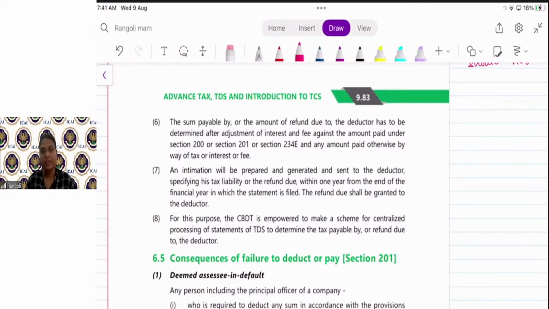Now, after processing your return, the CBDT, the officer, the processing center will provide you the intimation that the return is proper or if there is any problem or anything else, right? And if you have deposited more TDS, then the payer will get the refund of that TDS.